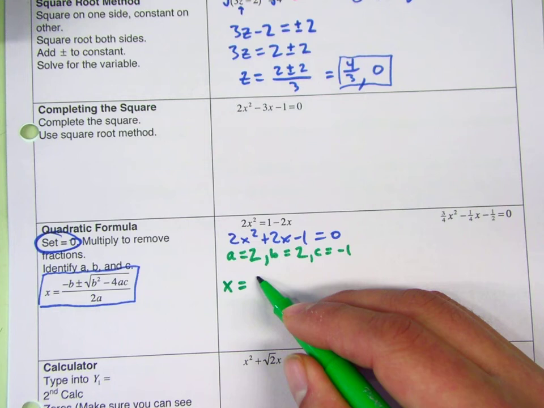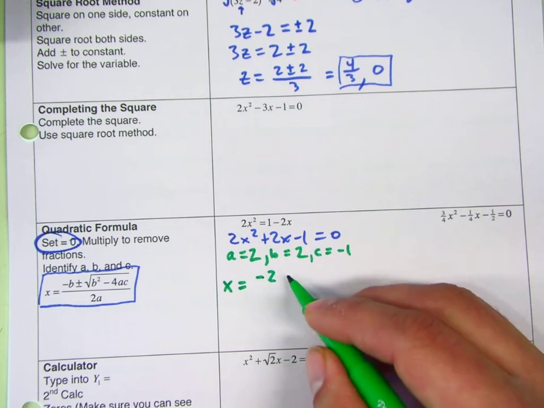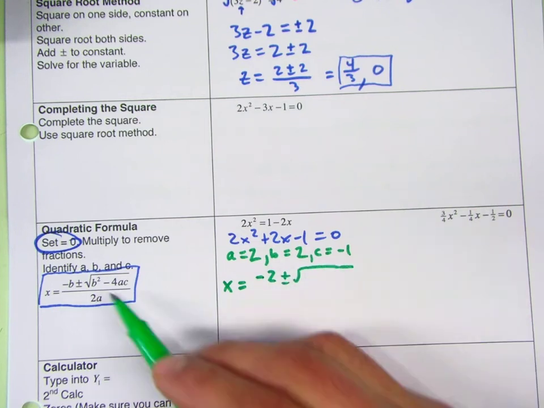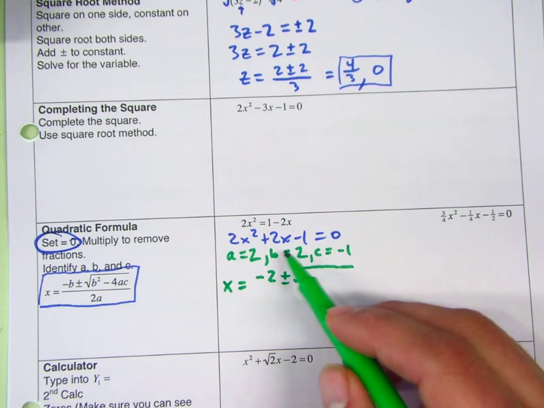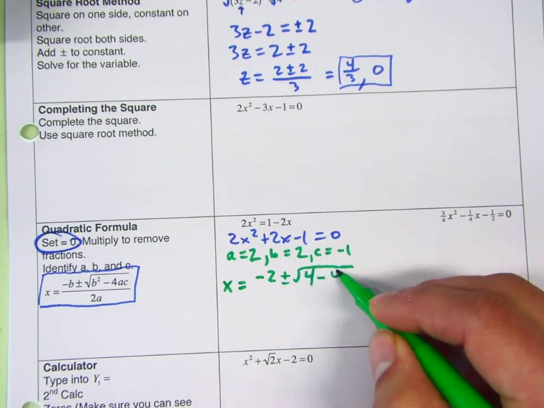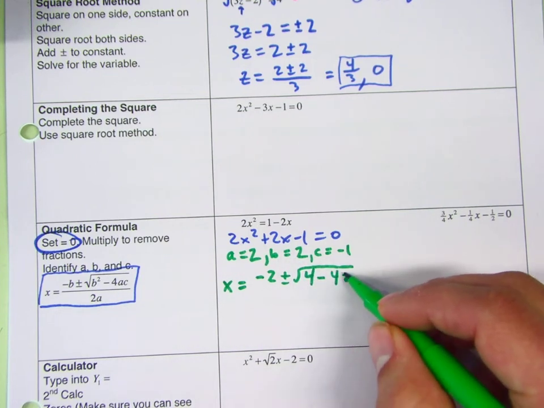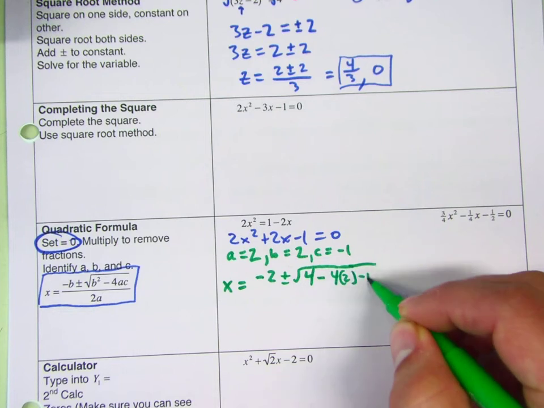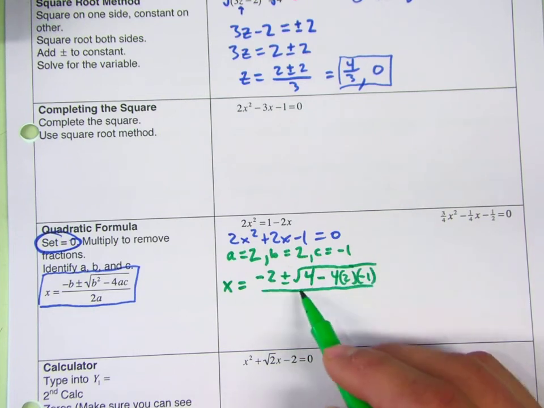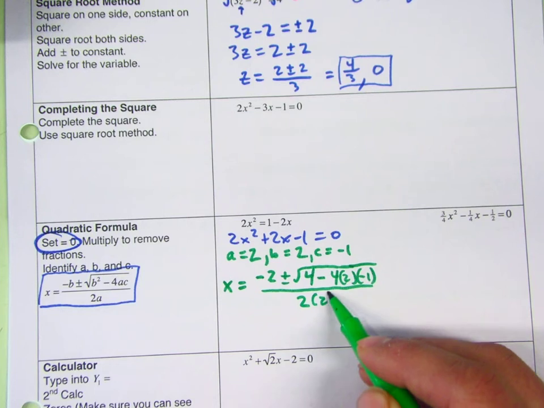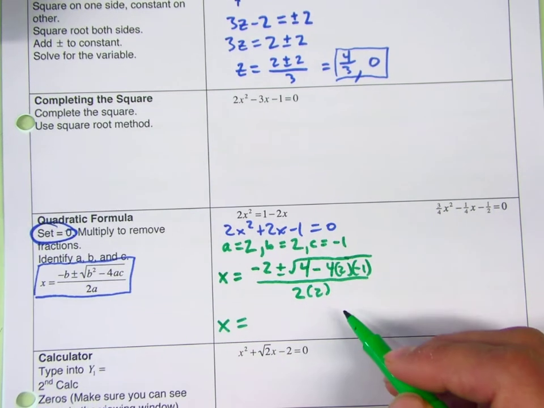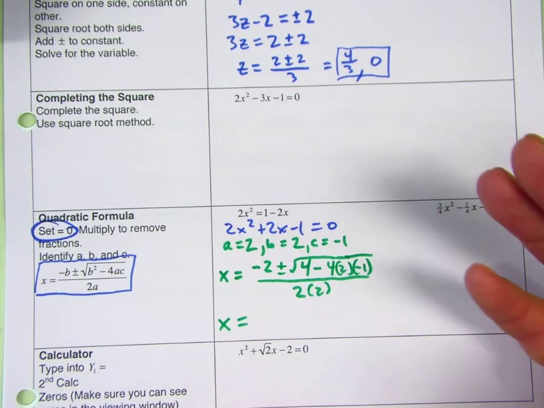We get opposite of B, so that's -2, plus or minus the square root. B squared is going to become 4. Minus 4 times A, which is 2, times C, which is -1. And that's all divided by 2 times A, which is also 2. Just make sure you plug everything in correctly, and then you just do the math.